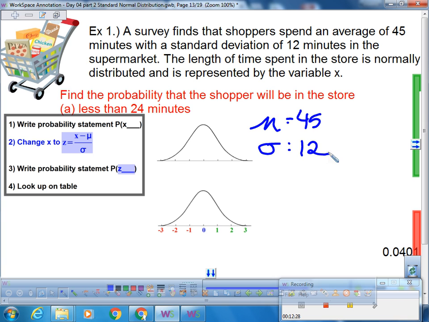So the first thing to do is find the probability that a shopper will be in the store less than 24 minutes. So the probability that a shopper x is going to be in the store less than 24 minutes. If the mean is 45 minutes here, a shopper in the store at 24 minutes is going to be somewhere over here, correct? And I'm trying to find less than 24 minutes. It's not going to be a very big percentage, right? It's going to be pretty small. The probability will be pretty small. So we're going to turn it into a z-score first.